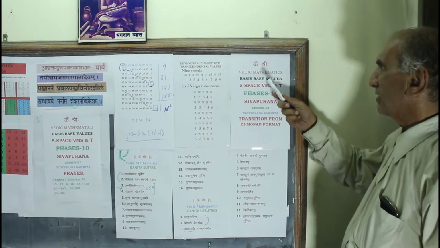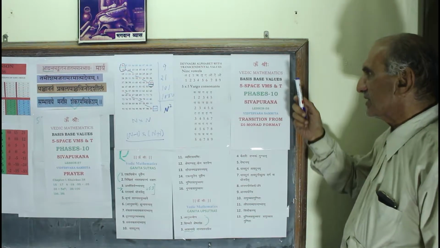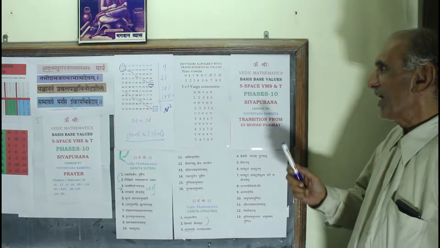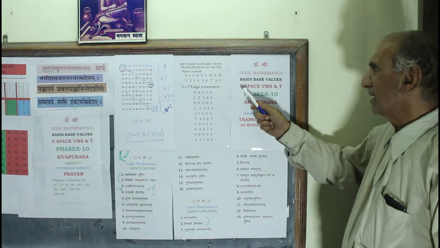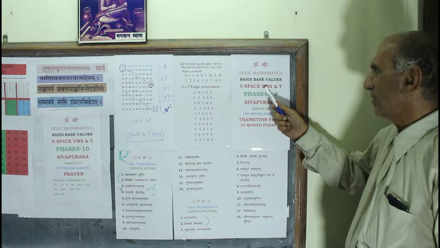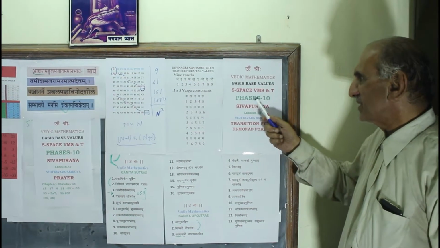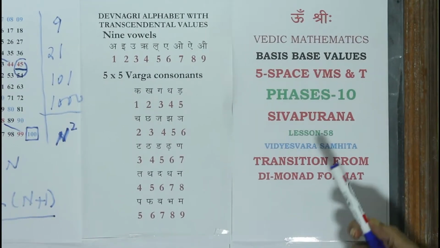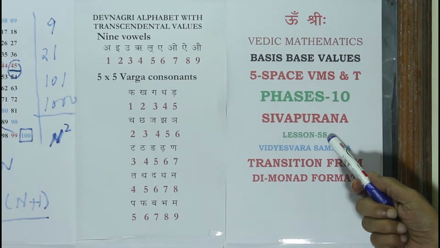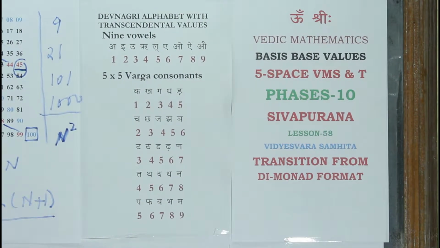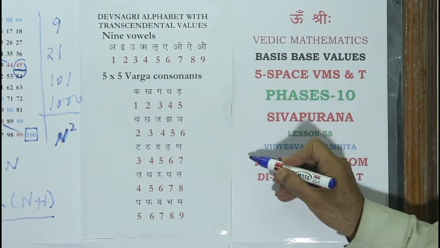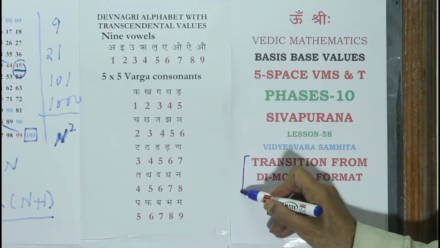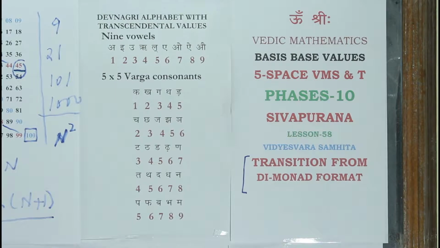Welcome to Vedic Mathematics Basis-Based Values classes. We are learning 5-space VMST. In phase 10, we are focusing upon Shipron, the ancient textbook. In this lesson 58, our focus is going to be upon the transition from diamond format.